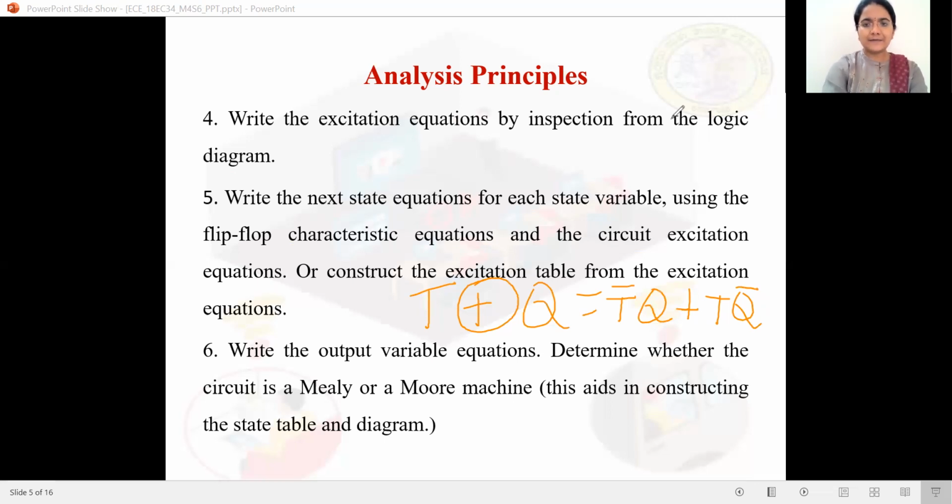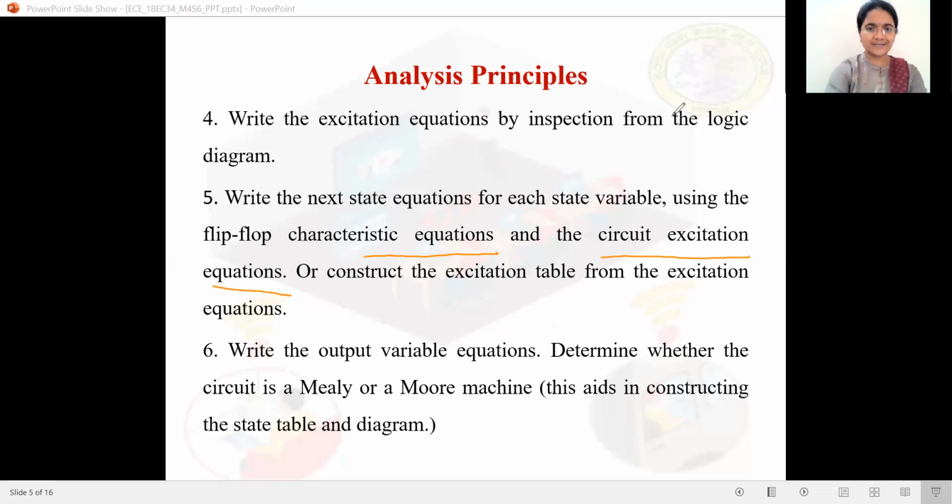By seeing the logic diagram, we can easily come to know the type of the flip-flop, and we have to know its characteristic equation. Then, by having the characteristic equation and the circuit excitation equations, we can easily write the next state equations.